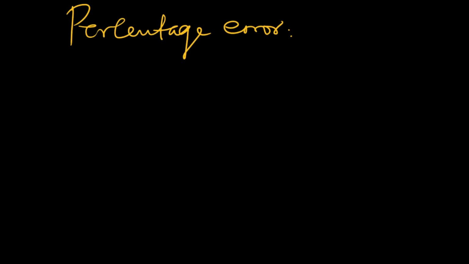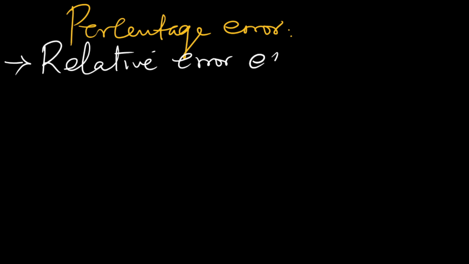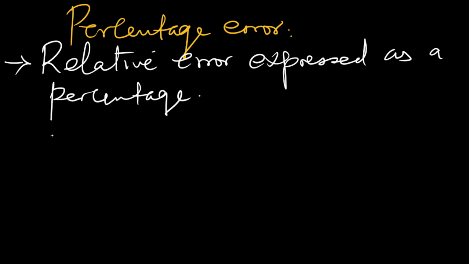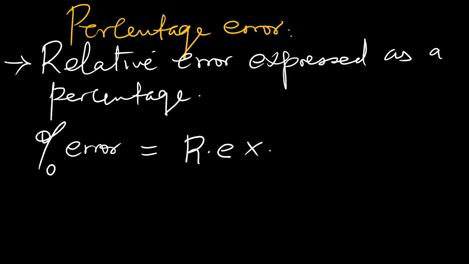Now we go to the last one, which is percentage error. How do we find percentage error, and what is percentage error? Percentage error is the relative error expressed as a percentage. In simple terms, percentage error is equal to relative error multiplied by 100%. That is what we mean. We're going to use the examples that we used above in calculating the relative error to find the percentage error.